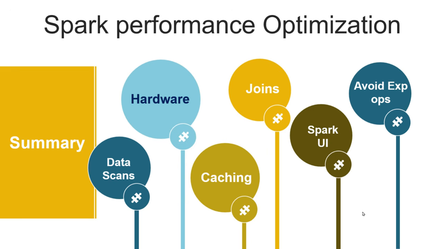Then we should avoid all the expensive operations as far as possible, like the ones we saw, repartition and those kinds of operations. And the biggest thing to do is always go through the Spark UI and look at whether there is data skewness, how much memory I am using, how many tasks are there, how many stages are there. Look at the DAG to see what is happening, how much data is getting read, how much data is getting written. That will give a lot of cues to us on how to optimize.